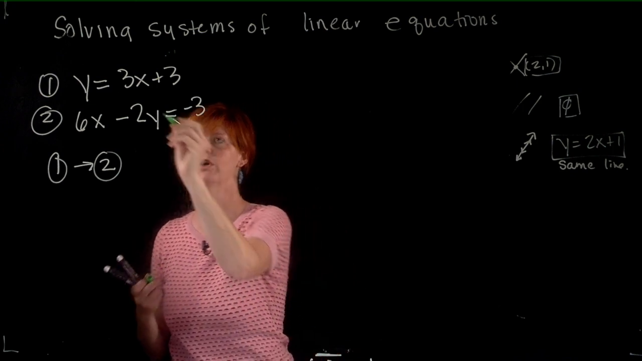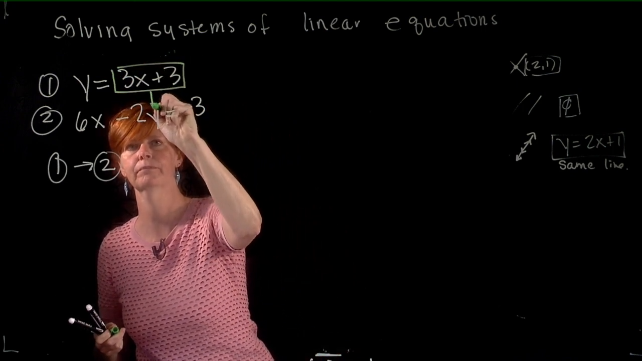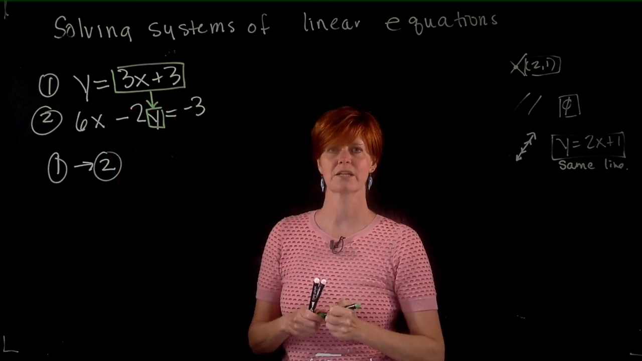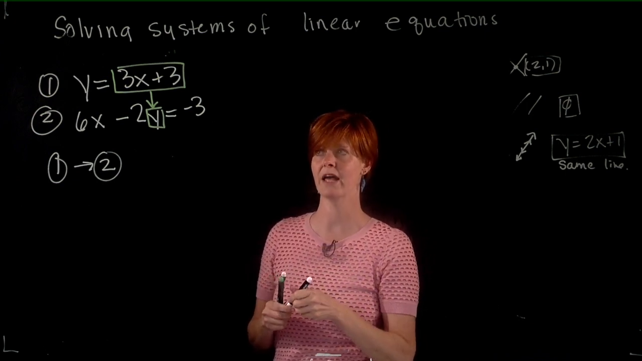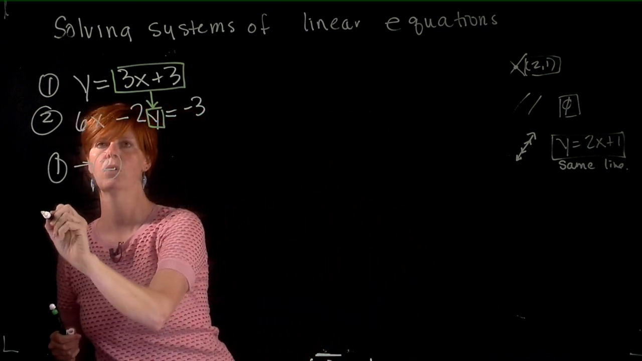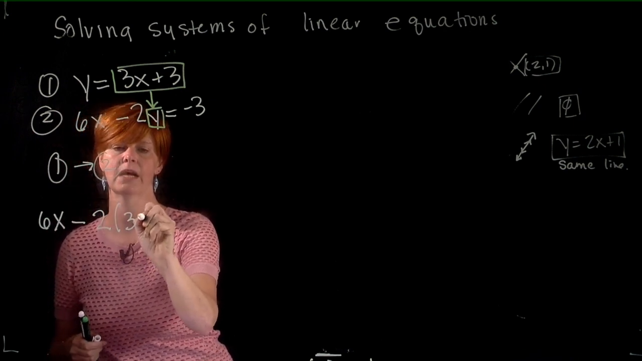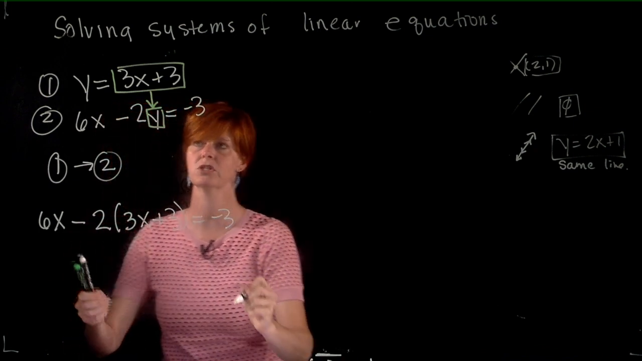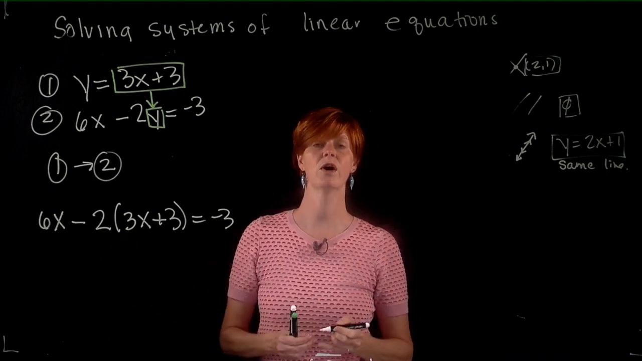Now, what is it solved for? It's solved for y. So I'm going to substitute the 3x plus 3 into equation number 2 where the y is. And this is what I get. 6x minus 2 times (3x plus 3) equals negative 3. Now let me just check, make sure I wrote it down right. I did. Now I have an equation with one variable.